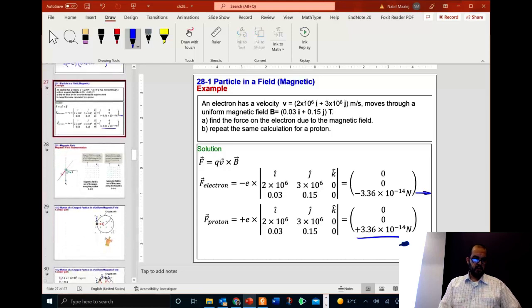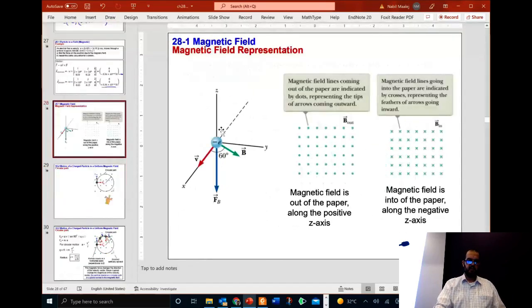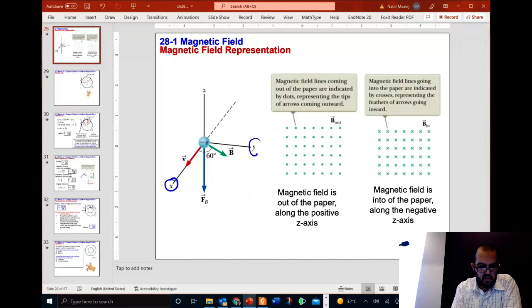Okay, let me go to the next one. The way we represent the magnetic field vectors in problems, we have only two choices. We either represent them in a Cartesian coordinate system like so. Here I'm showing the x, y, and z, and you can draw the velocity vector along the x-axis. The magnetic field vector is in the xy plane, and when you do the cross product between them, with the right-hand rule, you get the force pointing in the minus z direction.